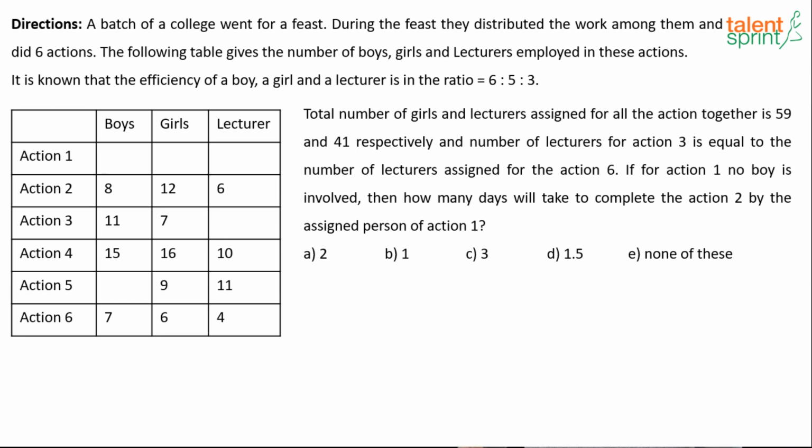Try this. Total number of girls and lecturers assigned for all the actions together is 59 and 41 respectively, and the number of lecturers for action 3 is equal to the number of lecturers assigned for action 6. If for action 1 no boys involved, then how many days will it take to complete action 2 by the assigned persons of action 1? Try it out. 1 minute, the clock is ticking now.